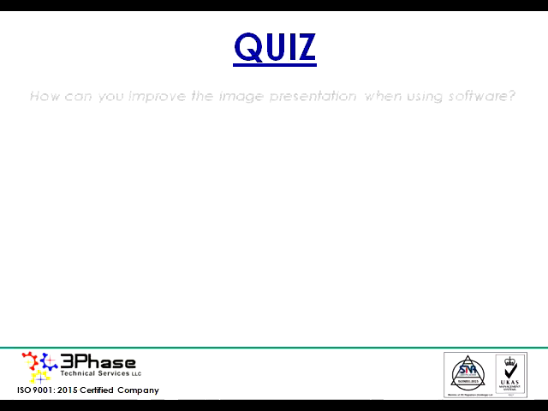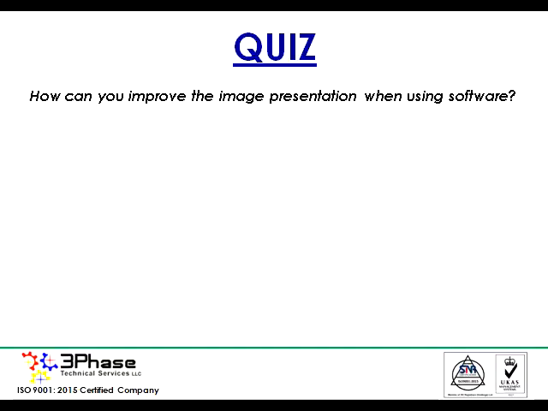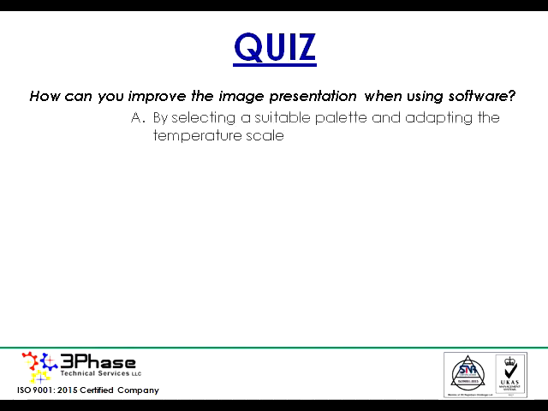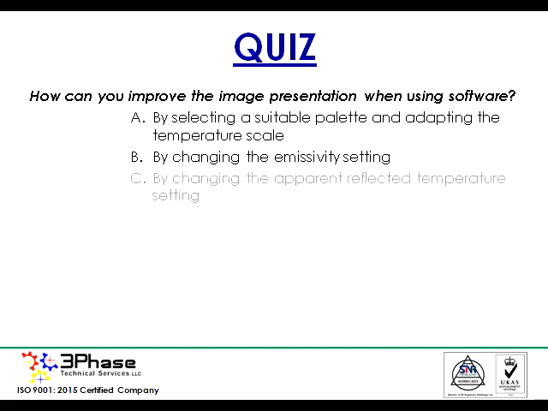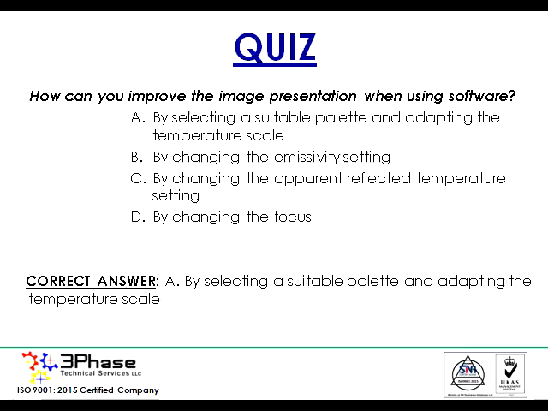Second question. How can you improve the image presentation when using software? A. By selecting a suitable palette and adapting the temperature scale. B. By changing the emissivity settings. C. By changing the apparent reflected temperature settings. D. By changing the focus. Sorry, the correct answer is A. By selecting a suitable palette and adapting the temperature scale.